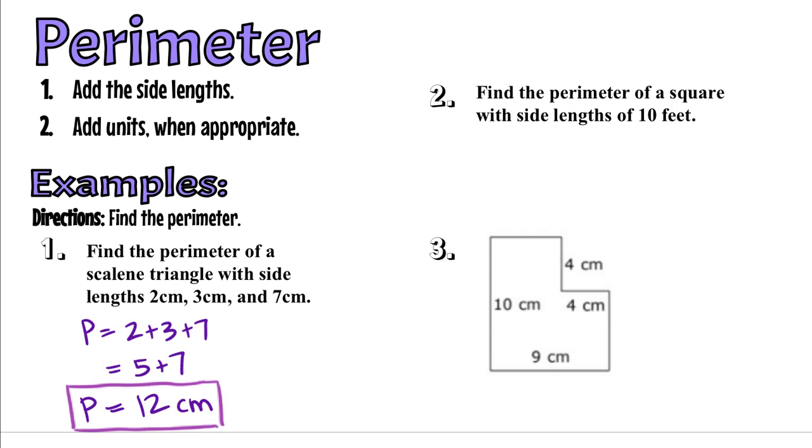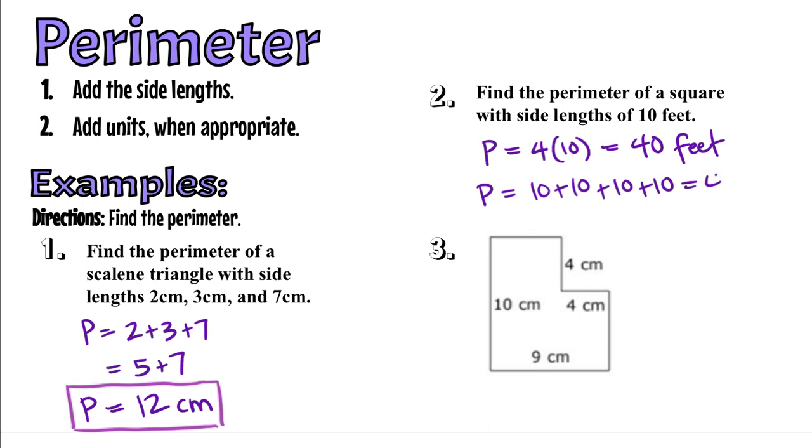Let's try number 2. Find the perimeter of a square with side lengths of 10 feet. If you remember the formula, we know that the perimeter of a square is just 4 times the side length. So 4 times 10, which is equal to 40, and in this case, feet. However, if you didn't remember that, you could also write perimeter equals 10 plus 10 plus 10 plus 10, which also equals 40 feet. So in either way you do it, you're going to get 40 feet.